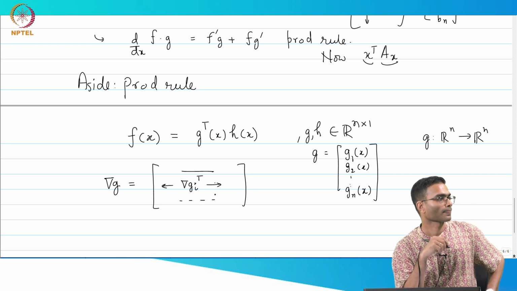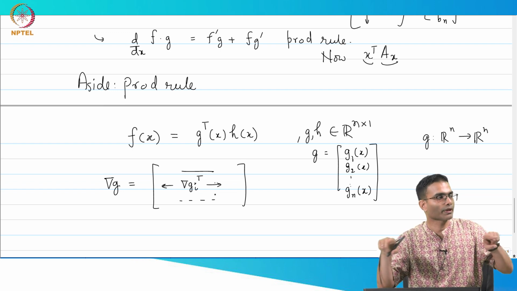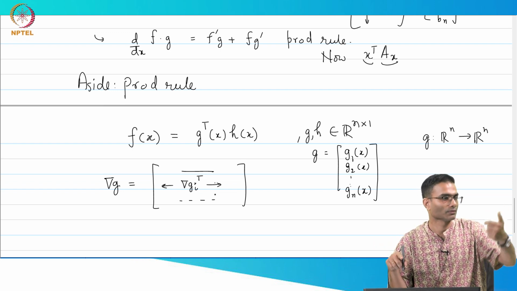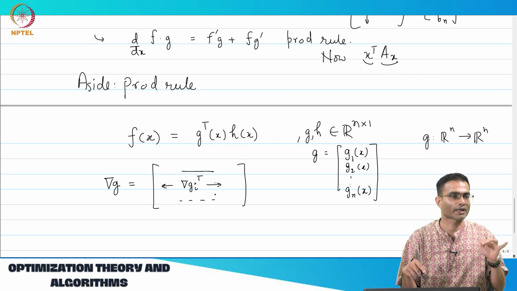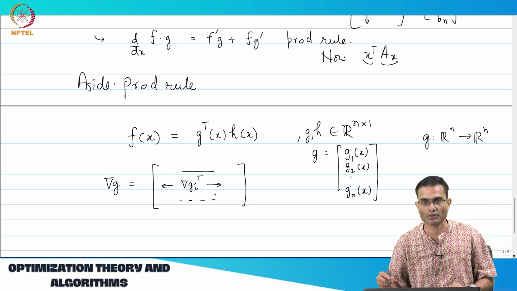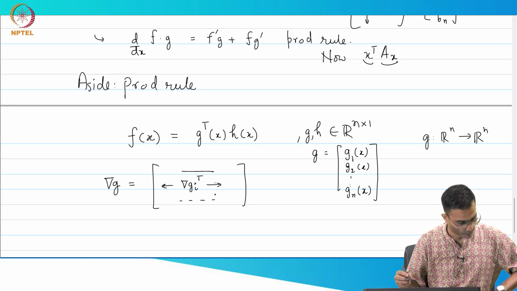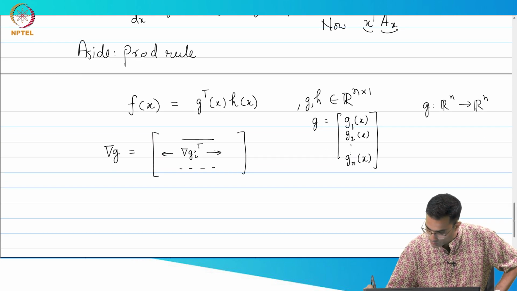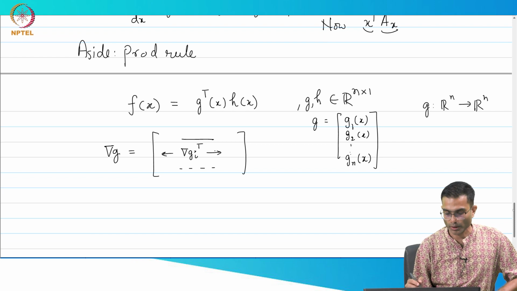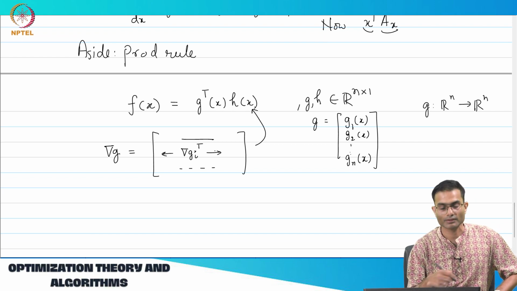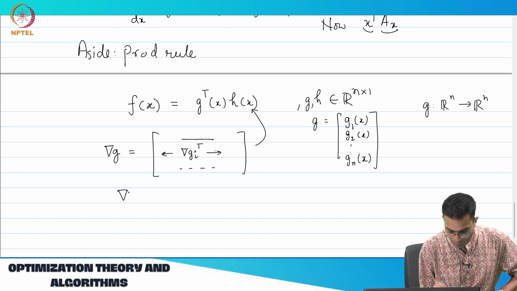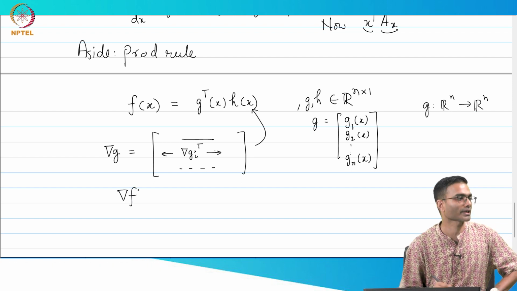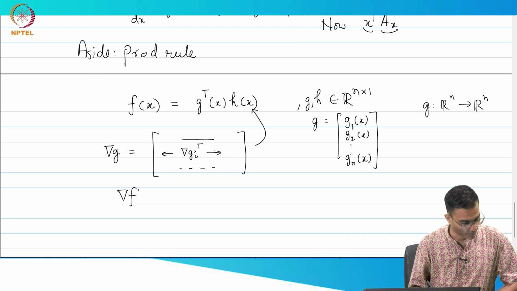Each row is grad Gi. So, grad G1, grad G2, all the way up to grad Gn. I am just writing out the definition of the Jacobian which we saw a short while ago. So far so good. Now, what am I doing? I am multiplying G transpose and H, and the whole point of the product rule is to calculate this grad f for me.